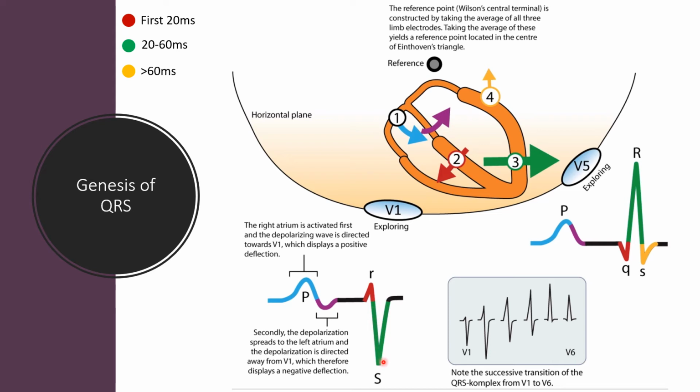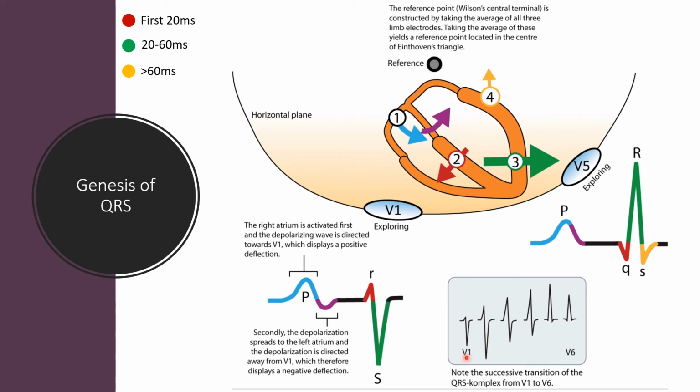The last portion of the QRS complex is formed by the depolarization of the basal parts of the ventricle, which is denoted by this yellow arrow here, which happens about 60 milliseconds or more after the onset of the QRS complex, which, because it's going away from V5, is seen as a small negative deflection or S wave in V5, and it's generally not seen in V1.